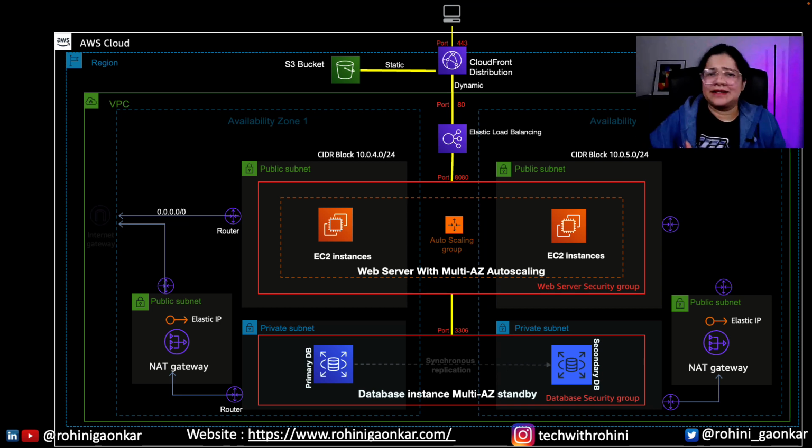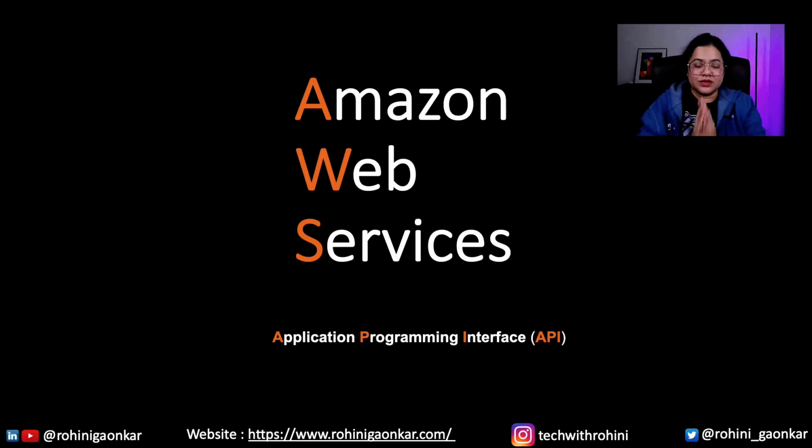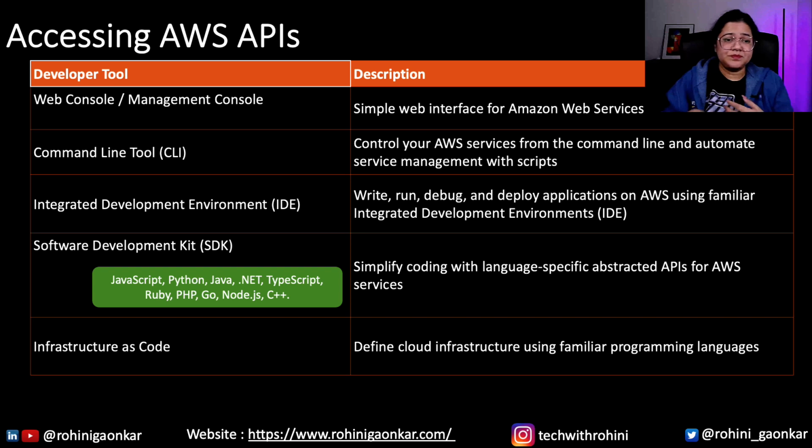So is there an easier way to actually create all these resources? The answer is yes. You have to think about AWS as fundamentally Amazon Web Services. What it means is that AWS resources, the products and the services, whatever AWS provides, are web services, or they are APIs. So you have different ways of interacting with this API.